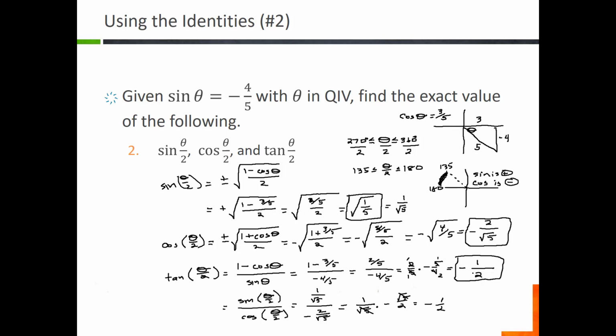But again, I just wanted to show you what it would look like if you did the identity. And we could have used the other version for the tangent, which is the sine over 1 plus cosine of theta. So there's different options you can take to get the answers here. One is no better than the other. It just depends on how you feel like approaching it.